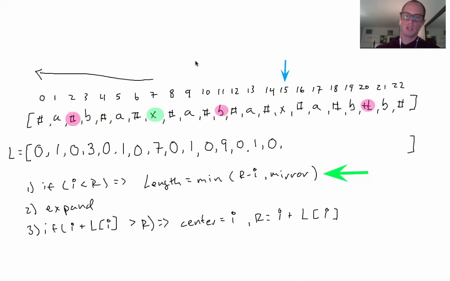this equation down here that says that its boundary is the minimum of the distance between itself and the right boundary and its mirror. So its mirror is of size 7, and the distance between itself and the right boundary is 5. So we will update it to 5. We'll try to expand around that center, and we'll see that we cannot expand any farther. We'll also try to update the center. We'll see that its palindrome does not expand beyond the right boundary, so we will not update the center.